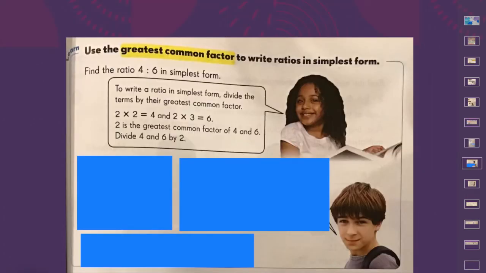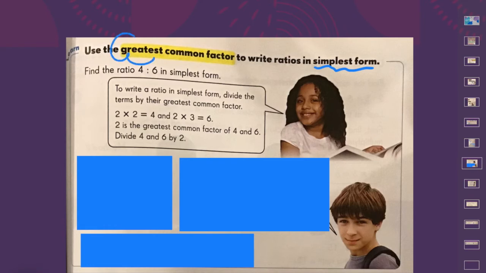So let's start talking now. How do we find mathematically a ratio in its simplest form, and how do we find equivalent ratios mathematically? Well, let's start by first talking about writing a ratio in its simplest form.